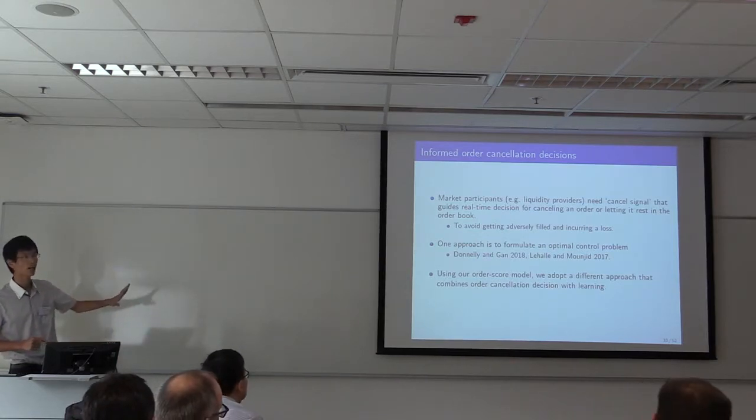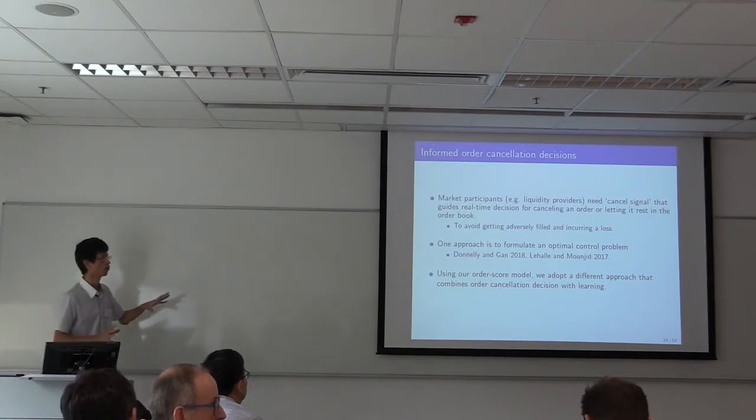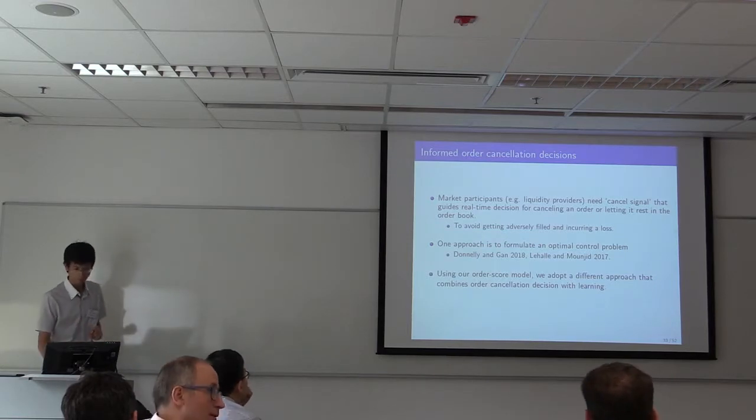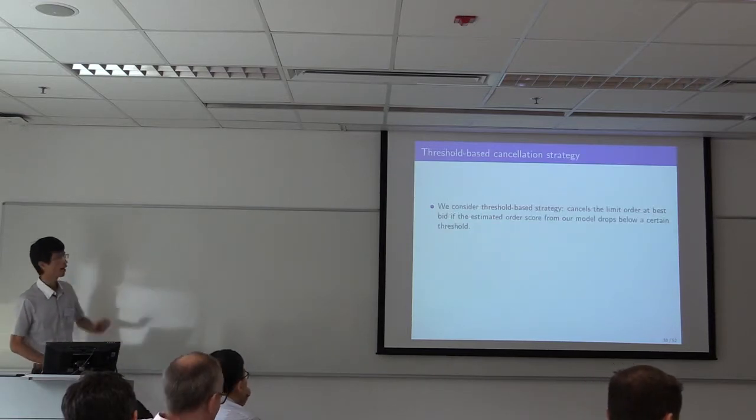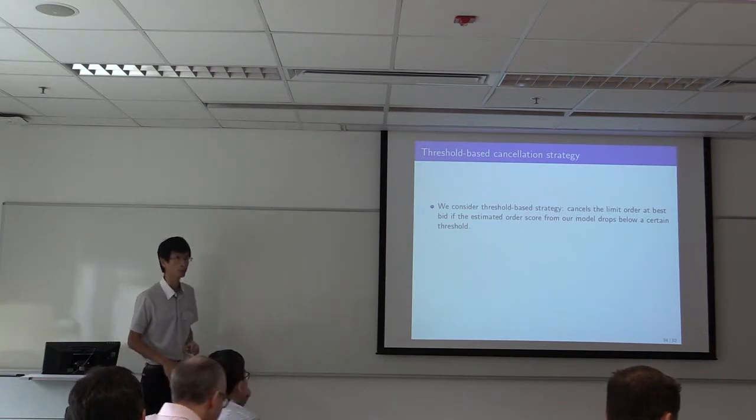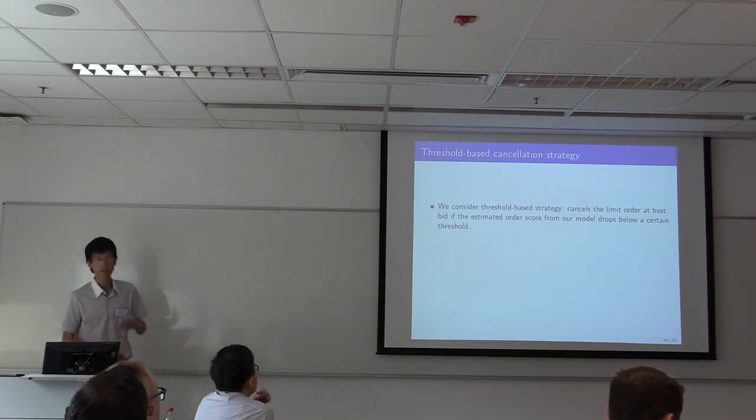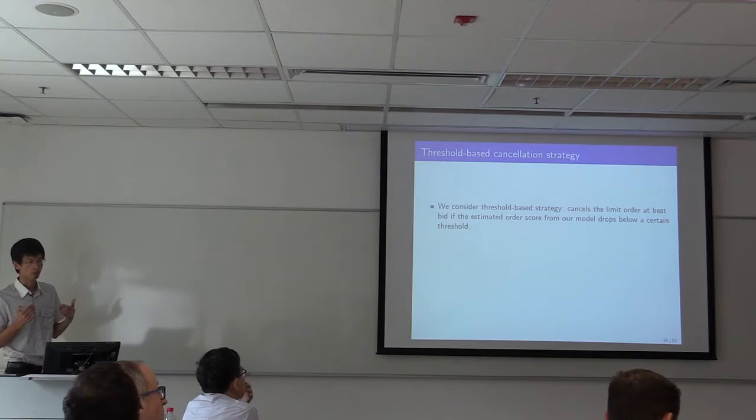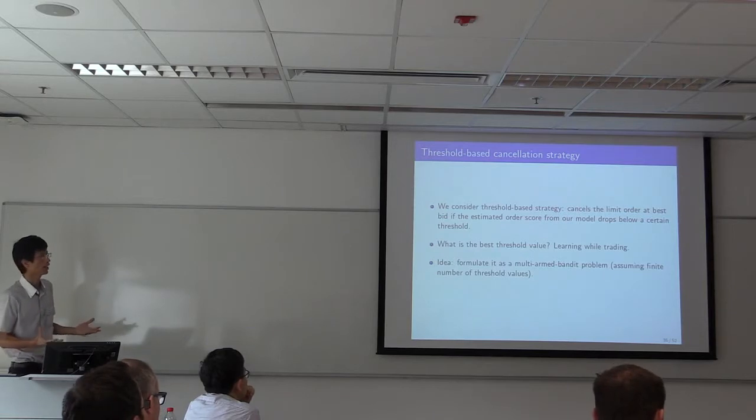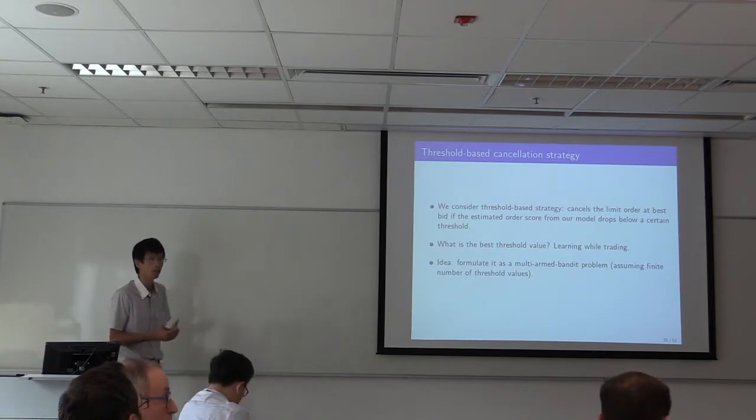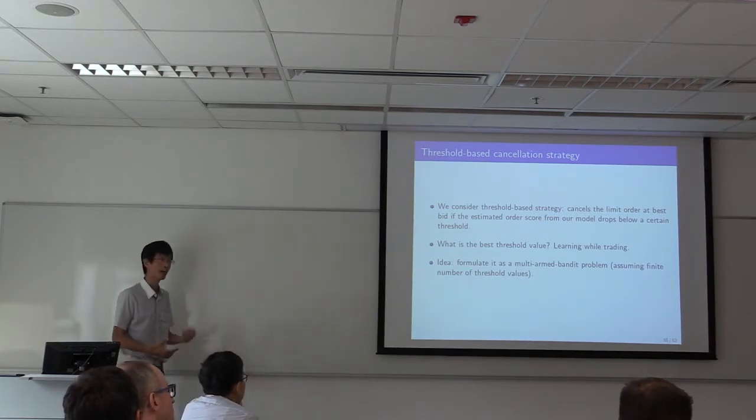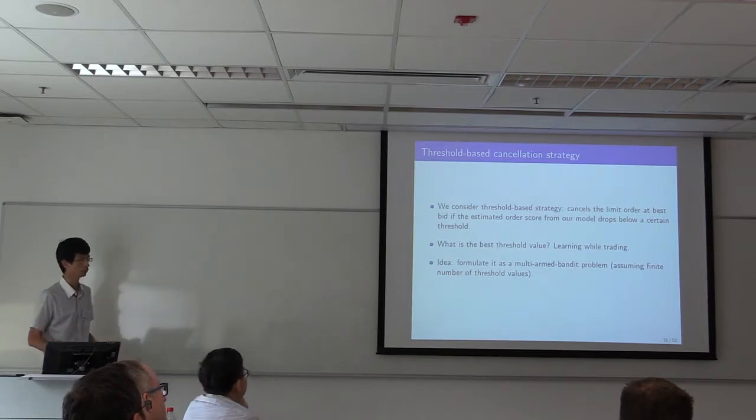Okay. We are going to rely on our order score model, then adopt an approach that combines the order cancellation decision with learning. Okay, so in particular, we are going to consider a threshold-based strategy based on our order score model. We will cancel a limit order at best bid if the estimated order score from our model drops below a certain threshold. The question is, of course, what is the best threshold value? Okay, we don't know that before we trade, so we need to learn it while we trade. Okay, of course, when I say we trade, it means simulated trade.